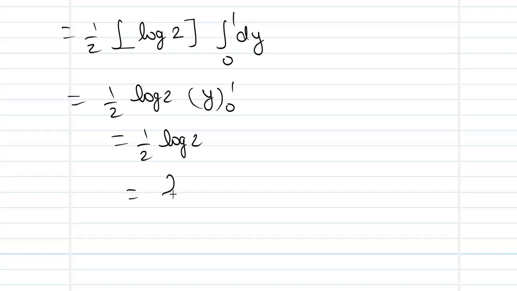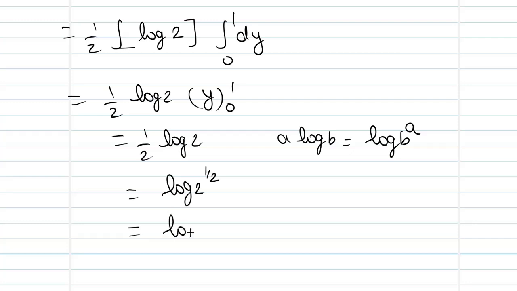This can further be simplified as log 2 to the power of half, because we know that a log b is nothing but log b to the power a, and further this is nothing but 2 to the power of half, so I can write it as square root of 2. So the change of order of integration primarily helps to solve the problem easily. If you had solved it in the direction of y, maybe it would have been very complicated. So we turn it in the direction of x to make it easy. That's it for the change of order of integration.